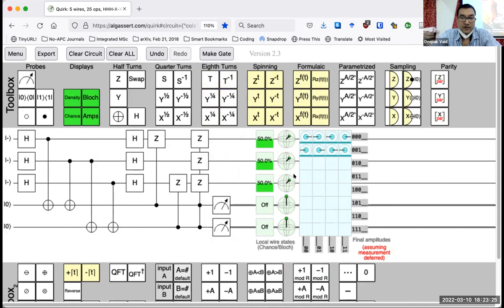Zoom people, is this clear to you, what's going on here? If there is any doubt, please ask me. Shweta, are you following what's going on? Aditya, if you have any doubts, please ask me.